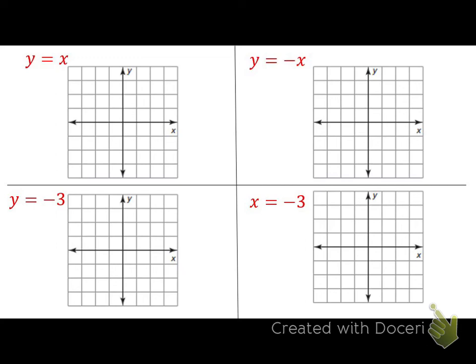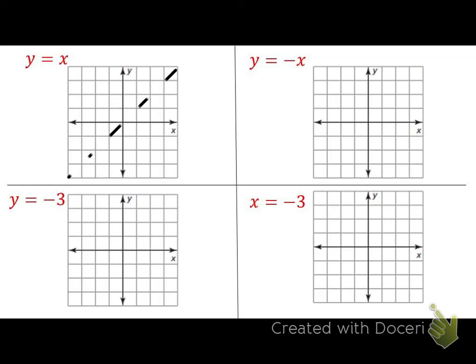Okay, so y equals x. Does it touch one axis or both of them? Touches both of them. Where does it touch them? At the origin, right? Where they cross. And then what is the slope for y equals x? 1, positive 1. So it goes up 1 over 1, up 1 over 1. So it looks like this. You would draw the dotted line.